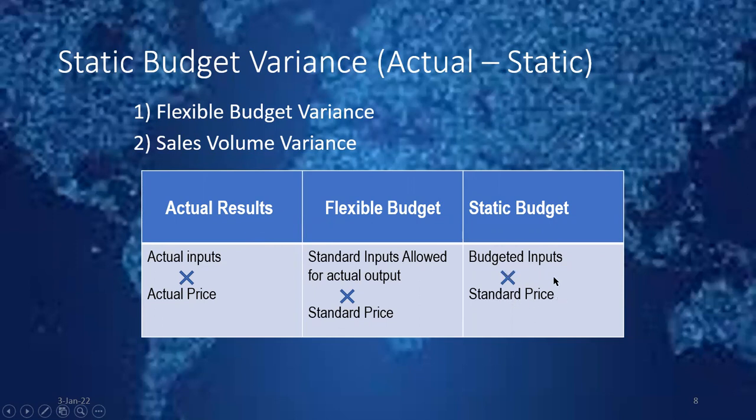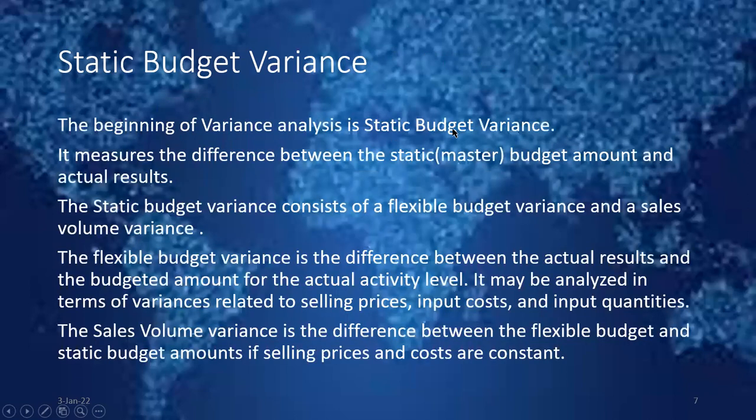Budgeted input means how much wood. Normally we said that in a chair 10 square foot of wood will be required, so this is budgeted input. And standard price, each square foot of wood, let's say we'll buy for 10 dirham, that is the standard price. So if you are comparing actual with the static, this is called basically static budget variance.